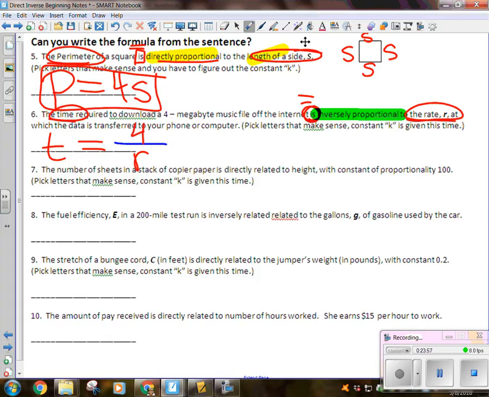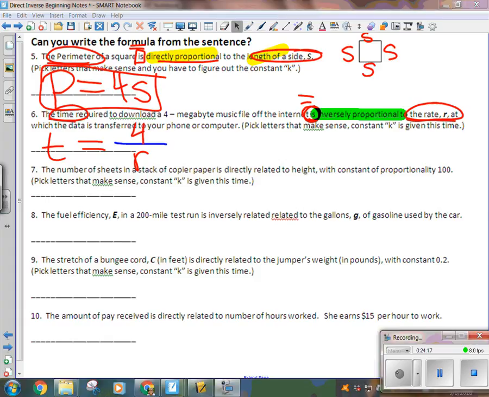Okay. I'm going to let you try 7, 8, 9, and 10. Pick out words. If it doesn't give you a letter, make up a letter that makes sense. Pay attention if it says direct or inverse. If it says inverse, you need to write a bar and then see if you can find the number that goes with it. All right, we've had a few minutes.